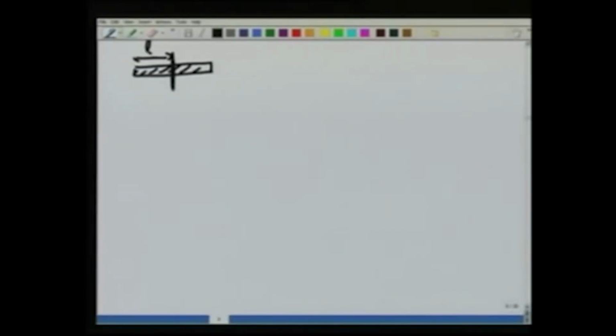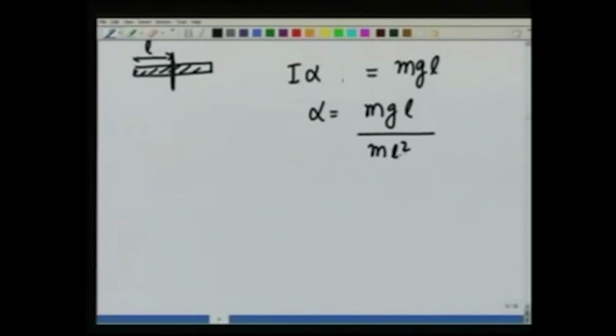be L. Then it experiences a force mg at the center of mass and a torque mgL, and therefore it should have an angular acceleration, which will be I times alpha. Alpha would be equal to mgL divided by I, which is mL squared over 3. L drops out, m drops out. So the angular acceleration is roughly 3g over L.